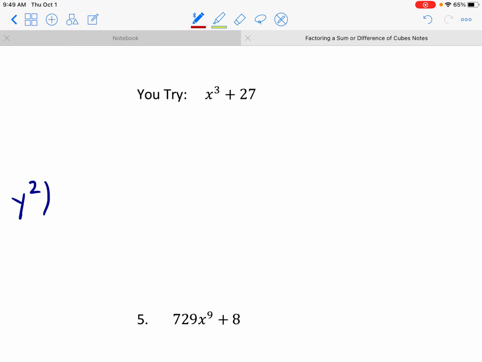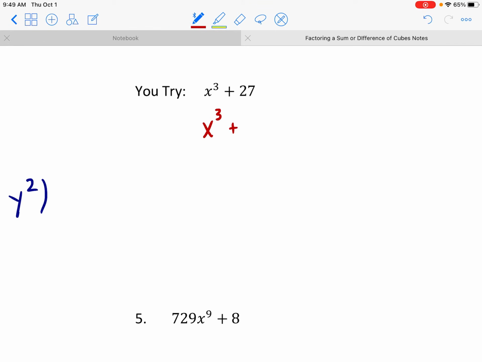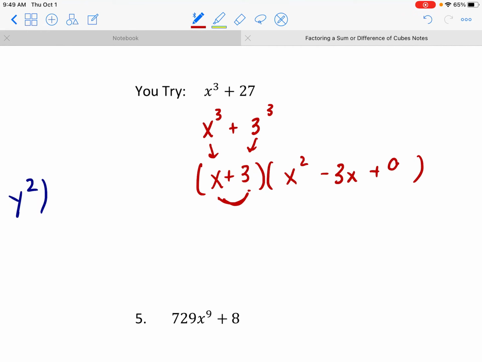So if you're ready, let's see, x is already a cube. What are we cubing to get 27? That would be 3, so 3 cubed. So binomial, trinomial, same sign, opposite sign, always positive. Bases are coming down, so x and 3. Square, x squared. Multiply, 3x, and then square, that makes 9. Done. Okay, so there it is.